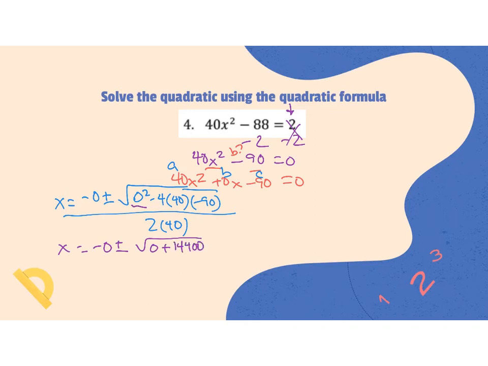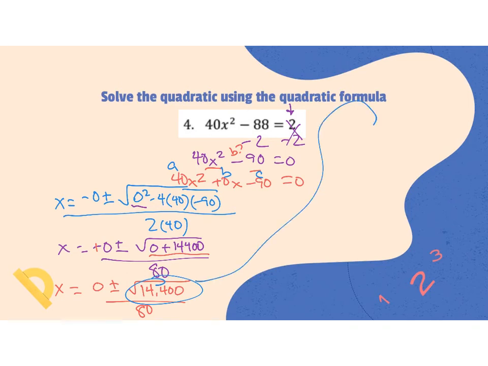14,400. Ooh. 2 times 40 is 80. All right, adding those two, obviously adding 0 doesn't change anything. So 0 plus or minus, I ditched the negative because it doesn't make a difference. 0 plus or minus 14,400 divided by 80. And now take the square root. So in your calculator, type the square root of 14,400 and you should get 120.